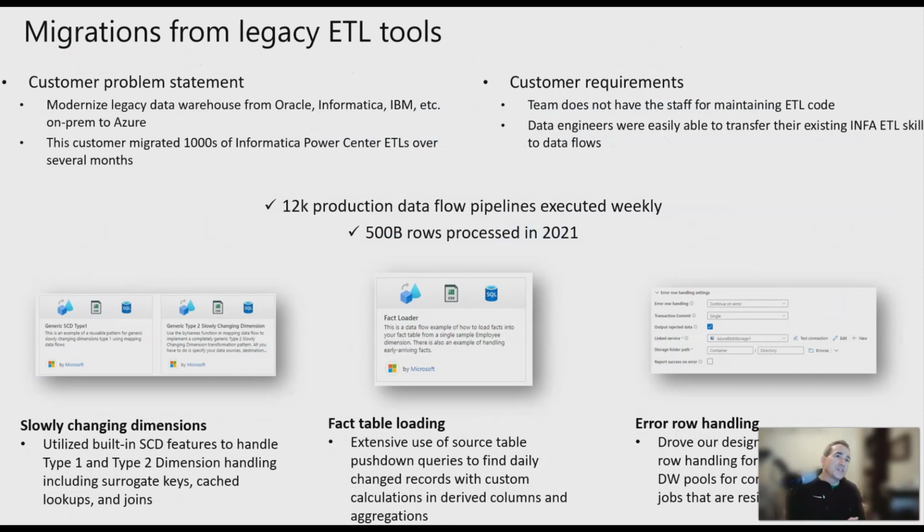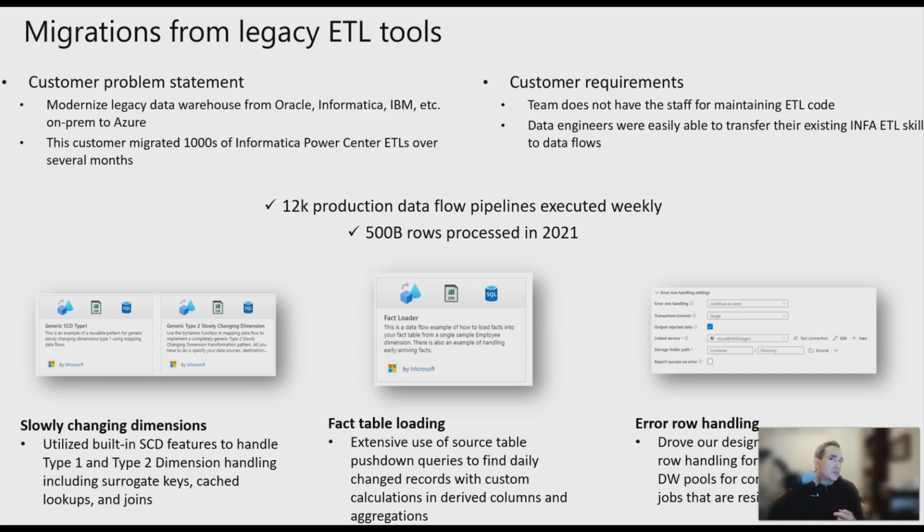Then there's more on the ETL side, where this is an example of migrations from legacy ETL tools. In this case, it was Informatica PowerCenter. And at the end of the day, when the migration happened from PowerCenter, everything transferred and migrated ended up in 12,000 production data flow pipelines that are executed weekly and 500 billion rows processed.